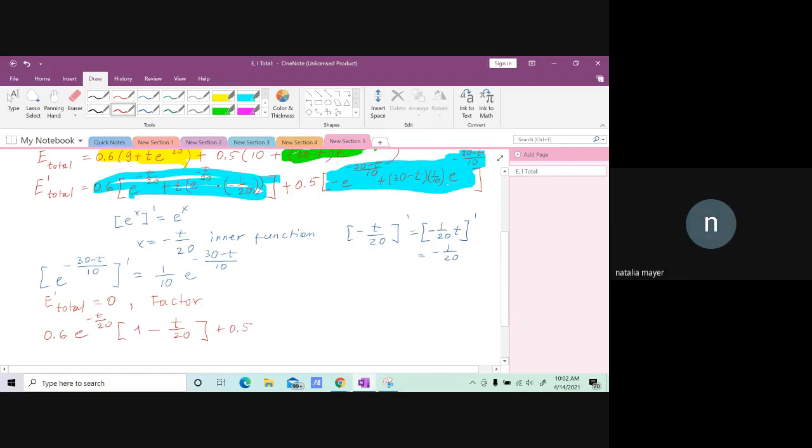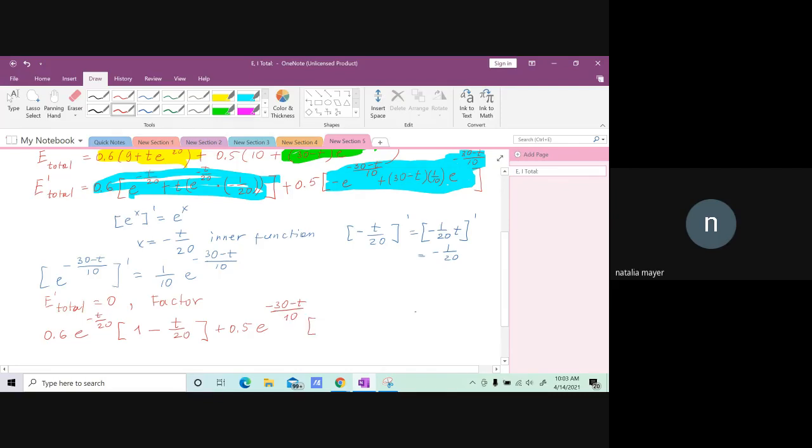E is not alone. E always comes with an exponent, right? So the exponent is the same or different? The same. So 0.5 outside will stay, right? So 0.5 times e to the power of negative 30 minus t over 10. So this is the common factor.